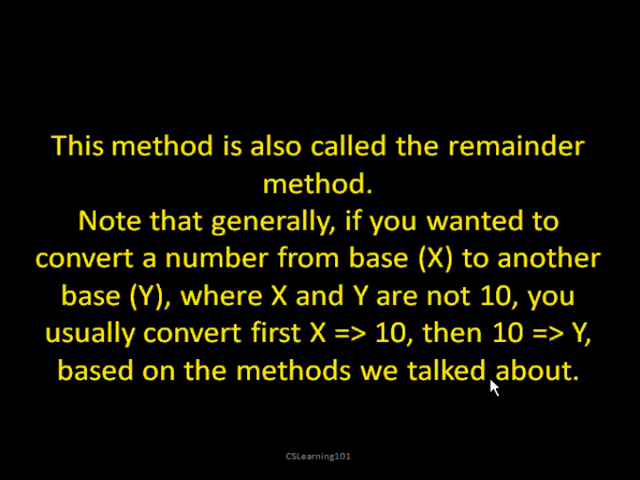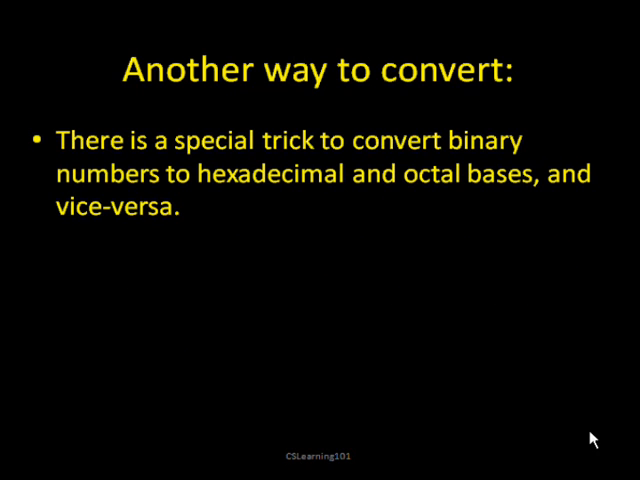Now keep in mind, we just did this for octal in base 8, but the process is exactly the same with other numbers. You just have to use a different base. For example, for hexadecimal you would use base 16 instead of 8, and for binary you would use 2 instead of 8. Now there's a special way to convert from binary numbers to hexadecimal and octal bases, and also vice versa. It's actually a lot quicker than all the math that we've just been doing.